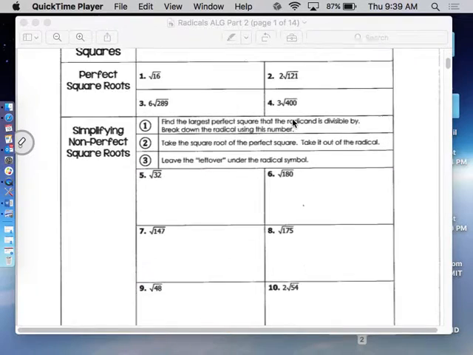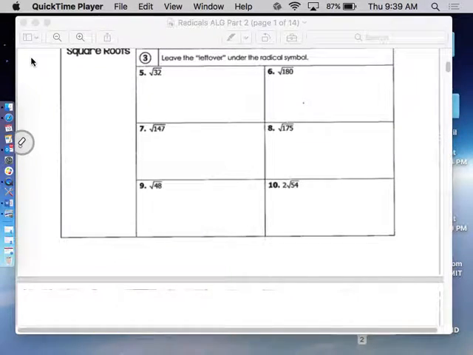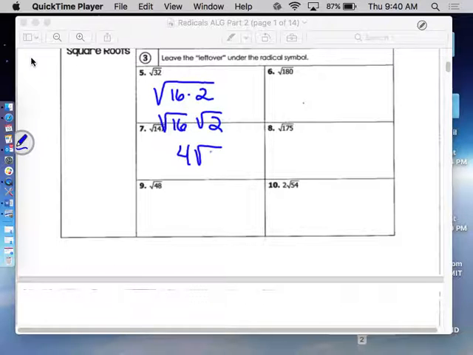So let's move on. Simplifying non-perfect squares. I'll do a few of these. 32 is 16 times 2. The perfect square is 16. Radical 2 is not a perfect square. So the simplified answer would look like this. The square root of 16 is 4, and you would write it without the radical symbol.